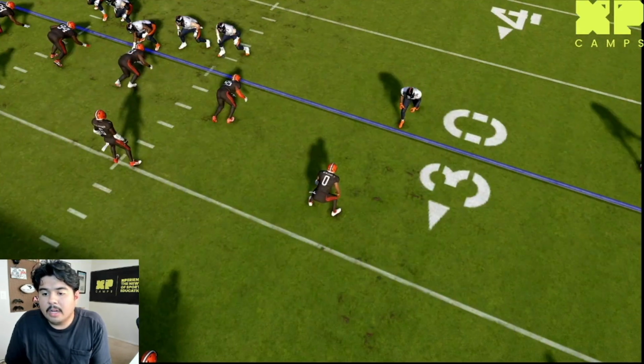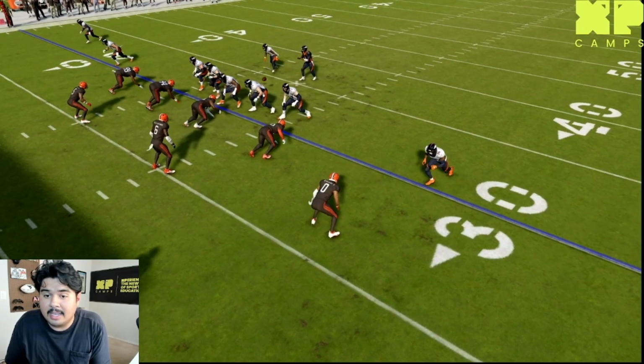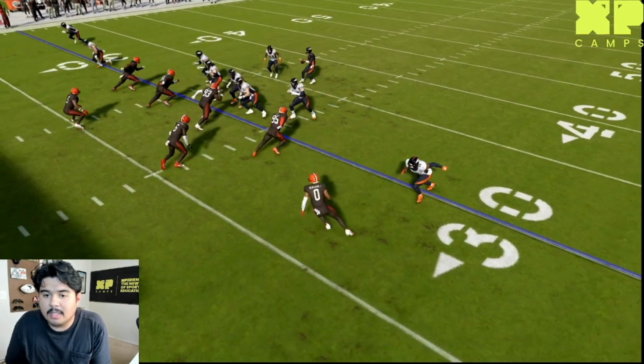Well, in this stunt, we're going to send Greg Newsome to one of the interior gaps in this stunt. So let's see what this is looking like.